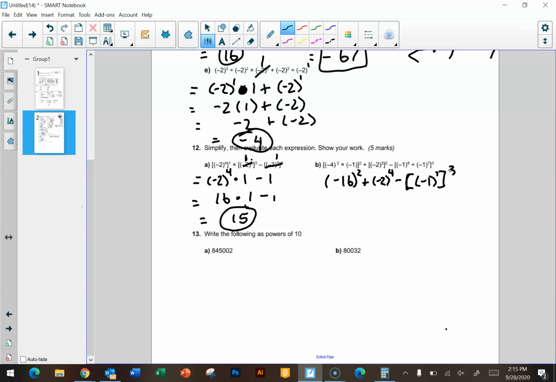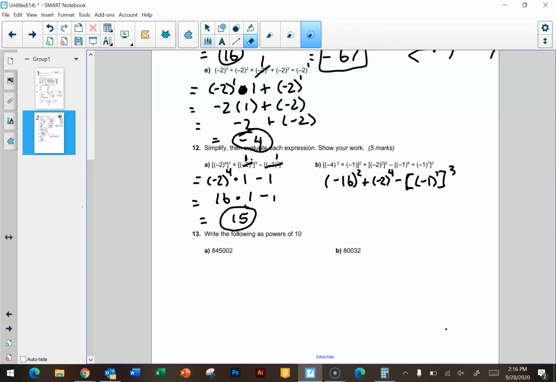All right, let's just keep working left to right. We don't have any similar bases here. We've got 16 and negative 16, negative 2, and negative 1. So I can't really do anything else with single powers. So let's just start cranking it out. Negative 16 to the power of 2. Well, it's going to be a positive answer. And 16 squared is 256.